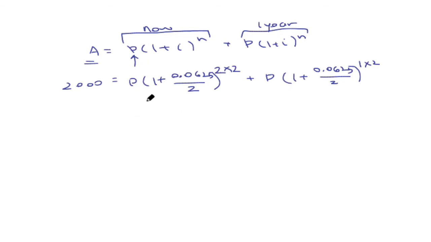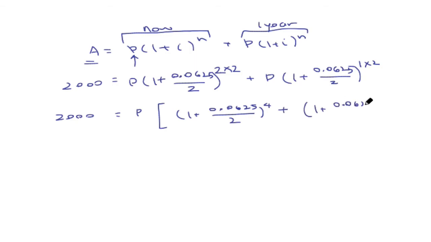And so now we want to isolate for P. So what we can do is factor P out from both of these terms. So we get P(1 + 0.0625 over 2) to the power of 4, 2 times 2 here, plus (1 + 0.0625 over 2) to the power of 2, since it's 1 times 2.